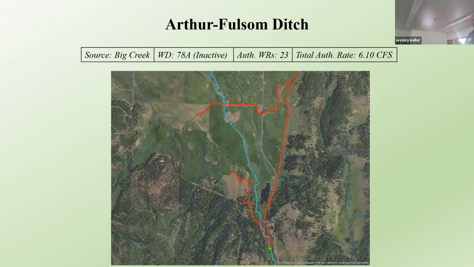Next is the Arthur Folsom ditch. It is also sourced from Big Creek, also within 78A. And this one has 23 water rights associated at a total diversion rate of 6.10 CFS.